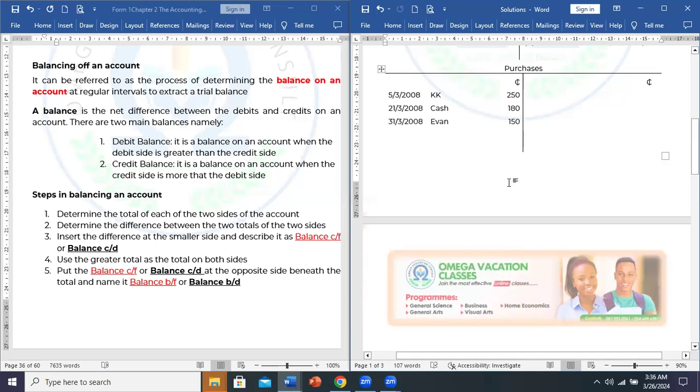First, we need the total for the debits and the total for the credits. So debit total: 250 plus 180 plus 150. Calculator people, are you ready with the figure? Bishops.